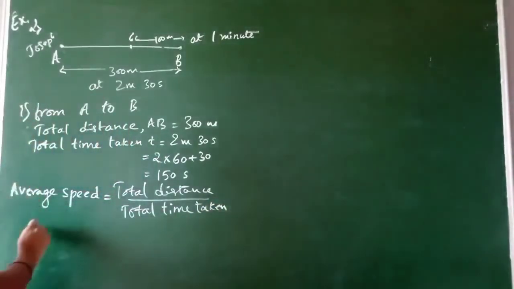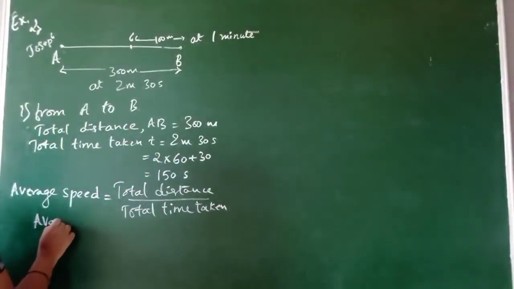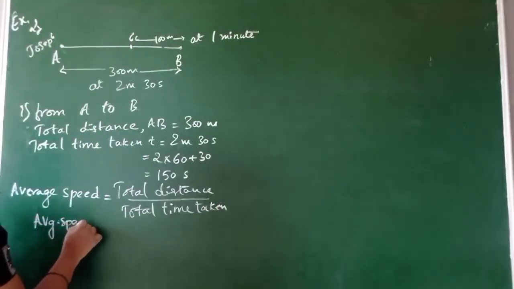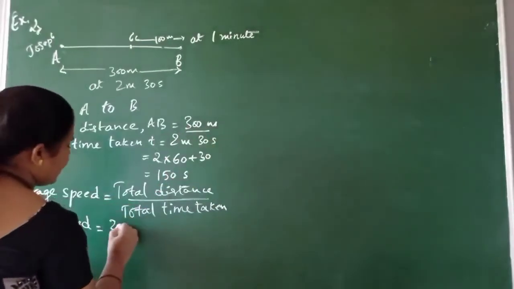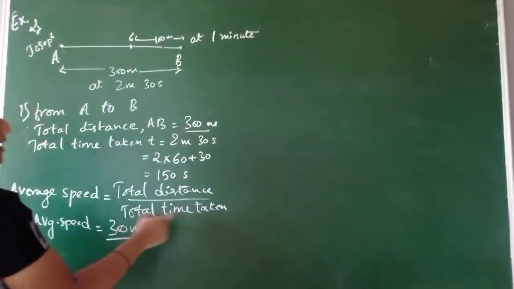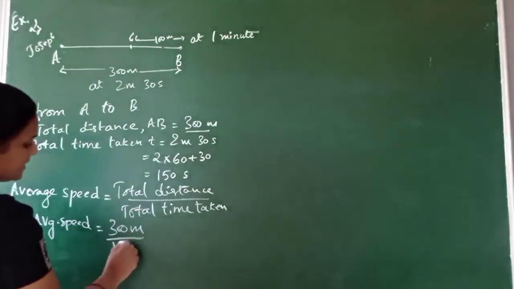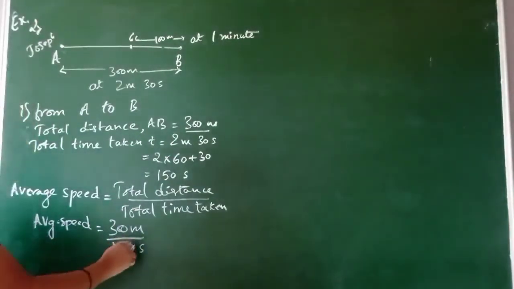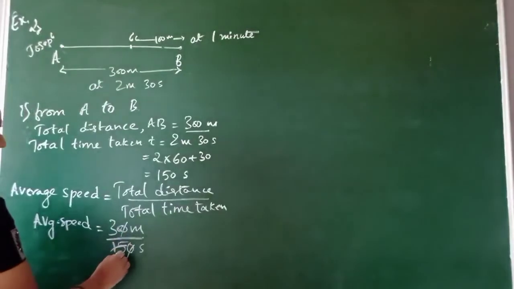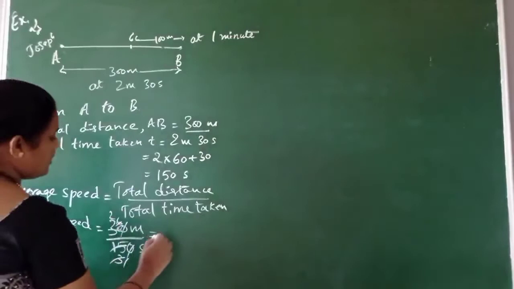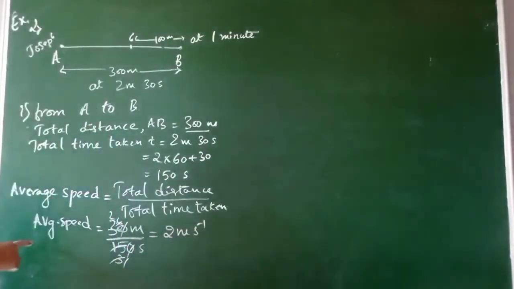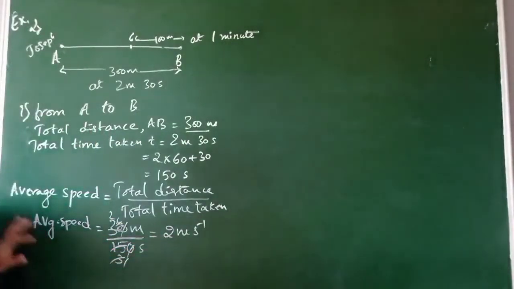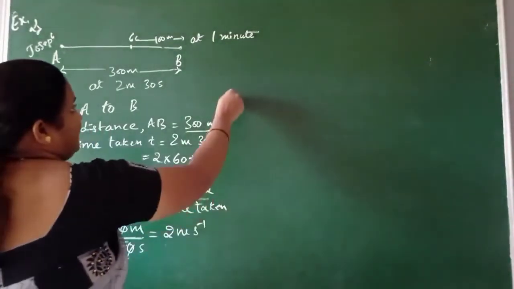Now, substitute, children. In short, we can write average speed equals total distance, that is 300 meter, divided by total time taken, 150 seconds. The zeros get cancelled. 5 3s are 15, 5 6s are 30, so how much is left, children? 2 meter per second. So this average speed is 2 meter per second.